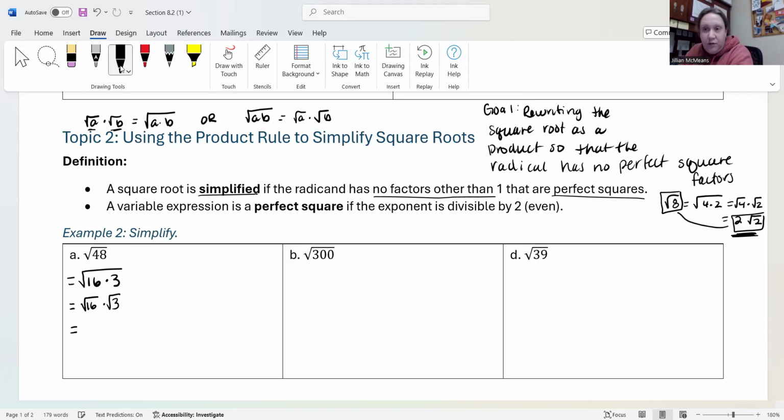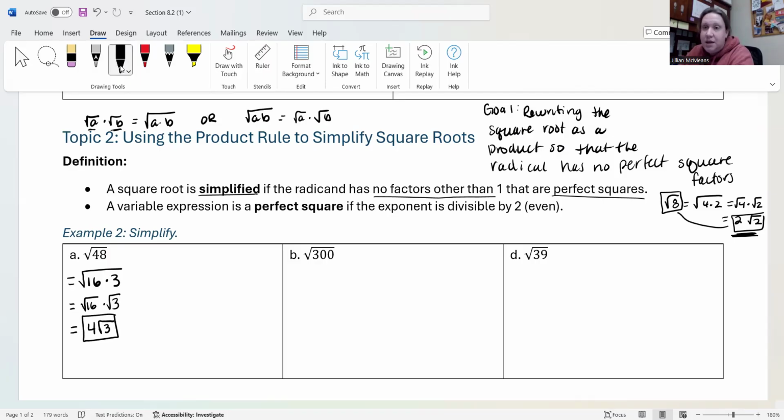And hopefully we're familiar with a lot of these perfect squares. The square root of 16 is 4, because remember, the square root of a number is one of two identical factors of that number. So the two identical factors of 16 are 4 and 4. So the square root's just 4. Then we have the square root of 3. There's nothing we can do with that. The only factor of 3 that's a perfect square is 1, but that one doesn't count. So we just leave it in the answer. So this is 4 square root 3.